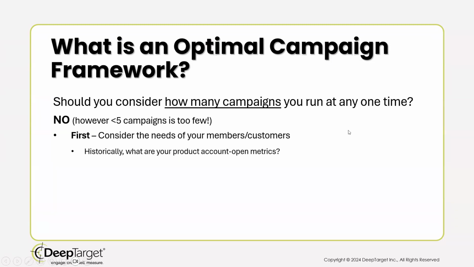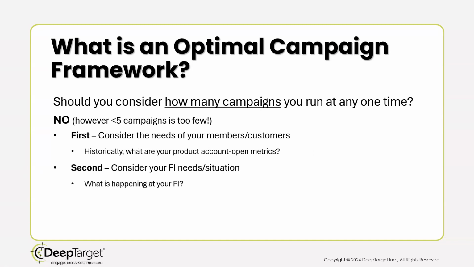But you do have some considerations. First, you need to think about perhaps historically what were the product account open metrics. In Deep Target, you can look back last month and see what account opens occurred. You can look back a year ago. You can look back up to 2 years, depending on how long you've been a Deep Target user, to see what kind of account opens happened over time, which could influence what you actually offer.